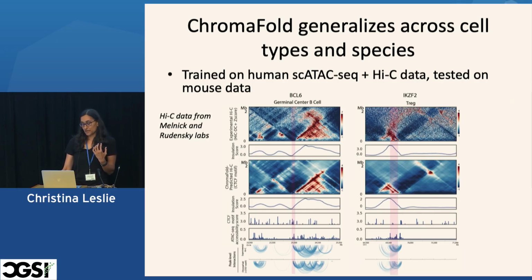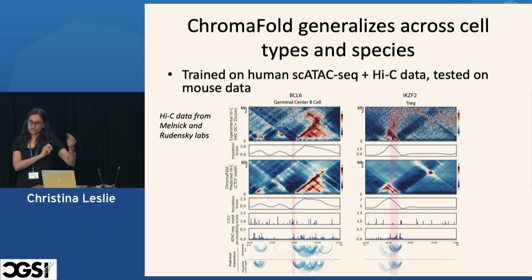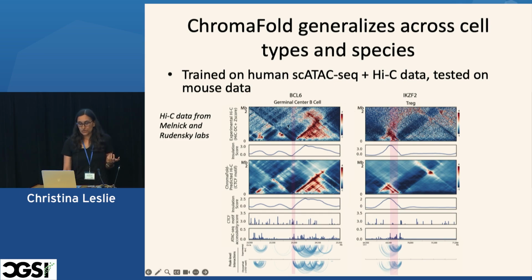Okay, so here we take the model that's trained on paired single-cell ATAC and Hi-C in human ENCODE cell lines, and we apply it to mouse cell types. So new genome, new cell types. And again, all we have to make the prediction is single-cell ATAC in these mouse cell types, in mouse germinal center B cells, as well as regulatory T cells.